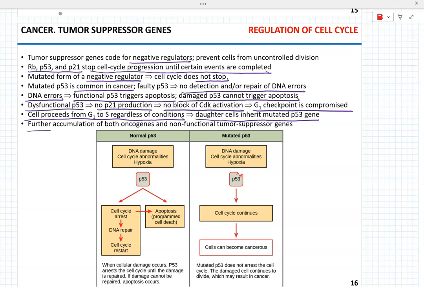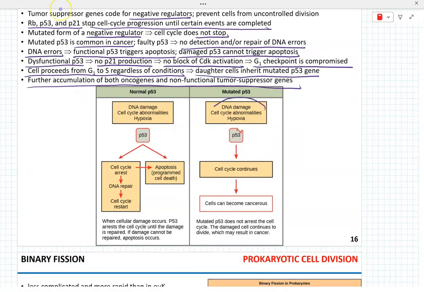And further accumulation of both oncogenes and non-functional tumor suppressor genes is absolutely conceivable if you think about the fact that the cells divide very rapidly. So here you can see that in case of DNA damage, or stress, or hypoxia, p53 is supposed to lead to cell cycle arrest. If p53 is faulty, it doesn't, and the cell cycle continues.